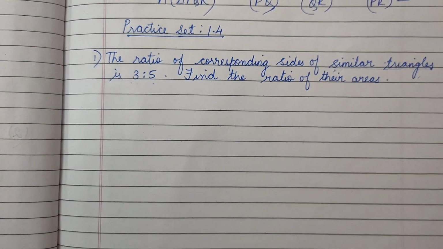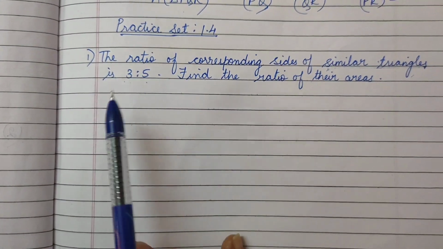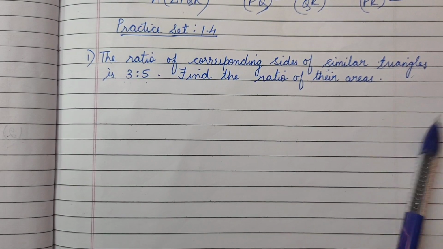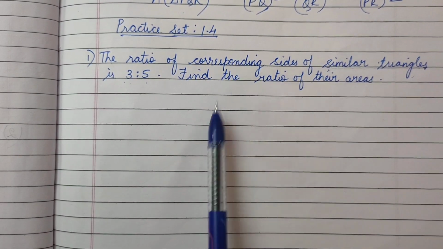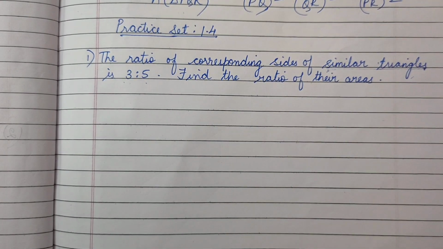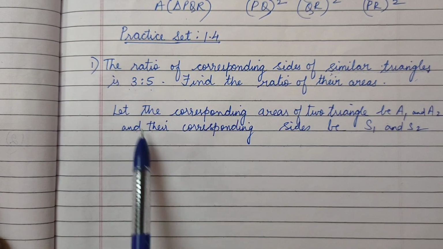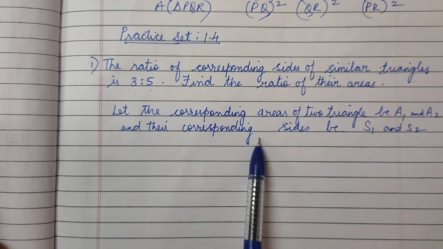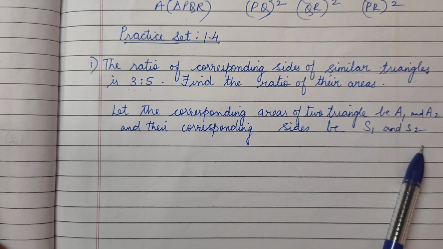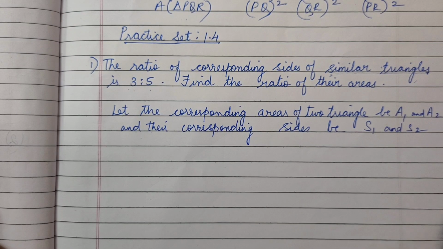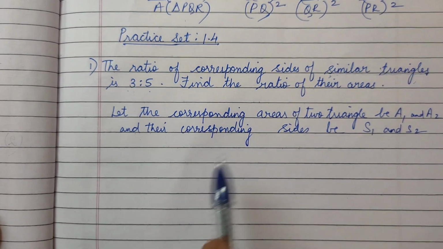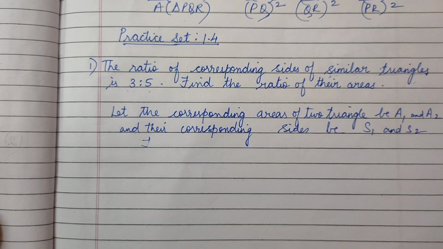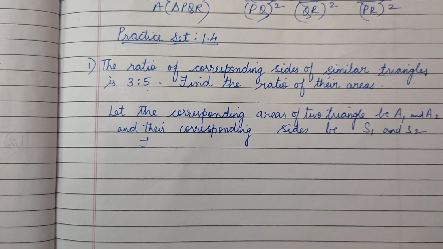So what we will do, we will write it here. Let the corresponding areas of two triangles be A1 and A2, and the corresponding sides be S1 and S2. What has been given here? The two triangles are similar. So we write here, two triangles are similar.